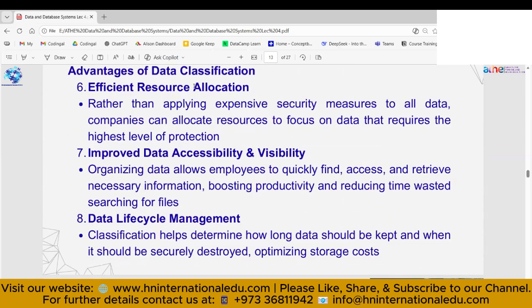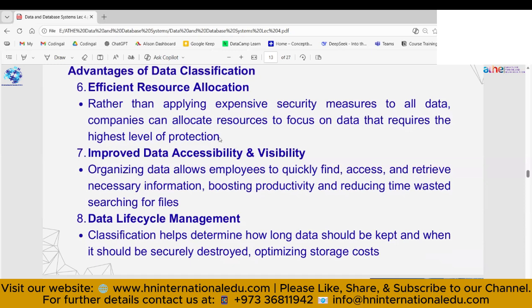And the next is efficient resource allocation. Rather than applying expensive security measures to all data, companies can allocate resources to focus on data that requires the highest level of protection. What does this mean? It means that companies do not need to allocate all of their resources to protect all of the data.